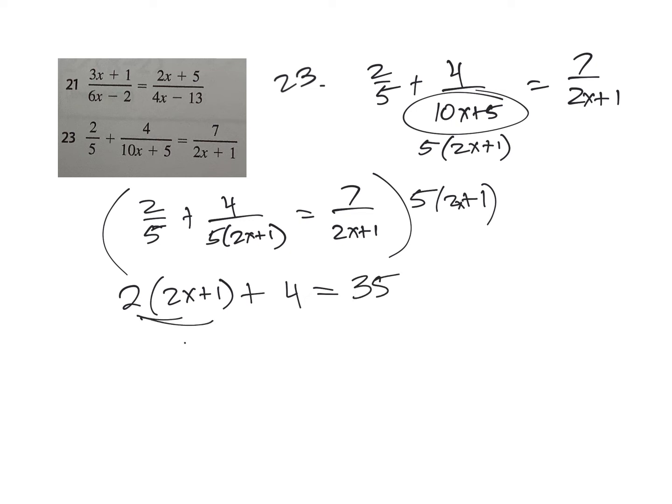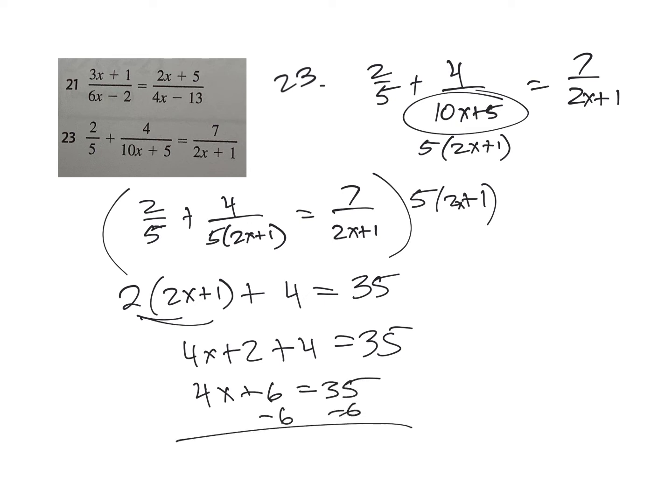So distribute: 4x plus 2 plus 4 equals 35. 4x plus 6 equals 35. Subtract 6. 4x equals 29, divided by 4. And you get 29/4 for your answer. All right. 25.